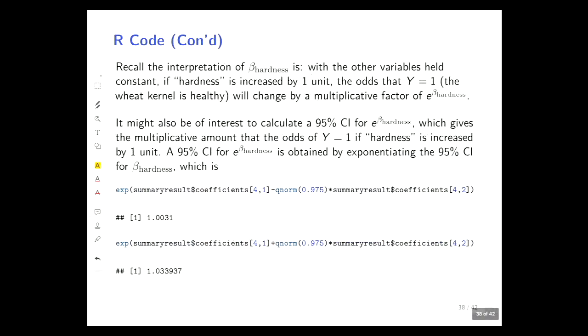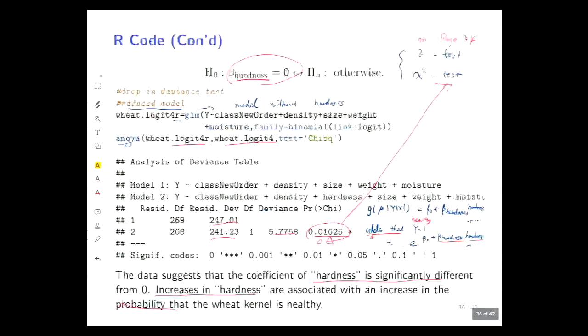And also, if you still remember the logistic regression model, I have already written it here. So the model here is that the odds that y equals 1 equals the exponential of beta 1 plus beta hardness times hardness plus other variables.